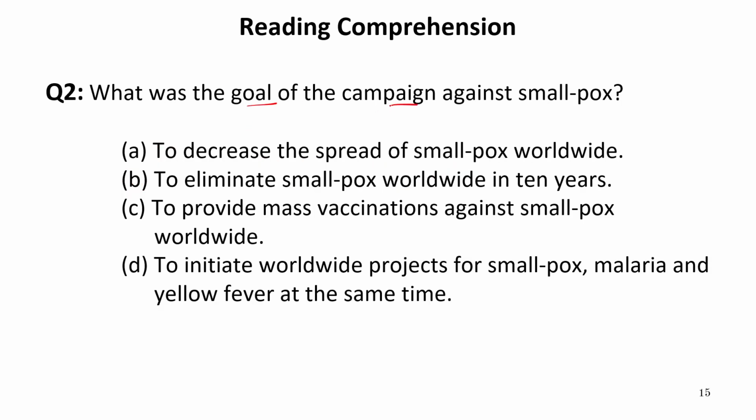What was the goal of the campaign against smallpox? Now, this one is very easy: to decrease the spread of smallpox worldwide, to eliminate smallpox worldwide in 10 years, to provide mass vaccinations against smallpox worldwide, to initiate worldwide projects for smallpox, malaria, and yellow fever at the same time. No, it is given to eliminate smallpox, or to eradicate.